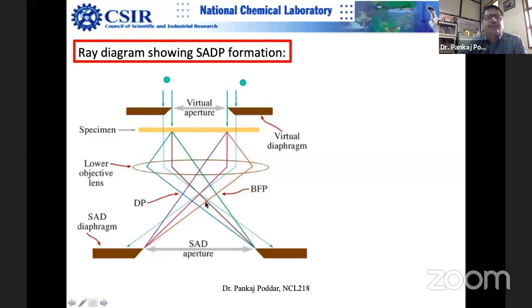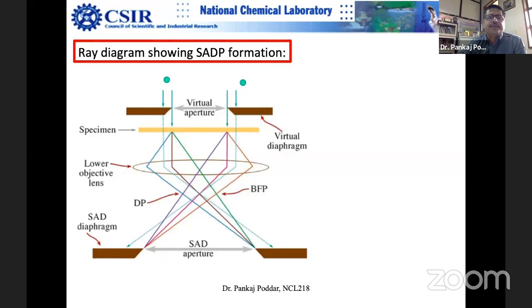So you can see that this is basically your back, where these beams converge. You can see that this is your specimen, and these electrons are coming from here. This is your lower objective lens. The upper objective lens is just above this specimen, and after passing through the sample, some beams will go straight and some beams will diffract.